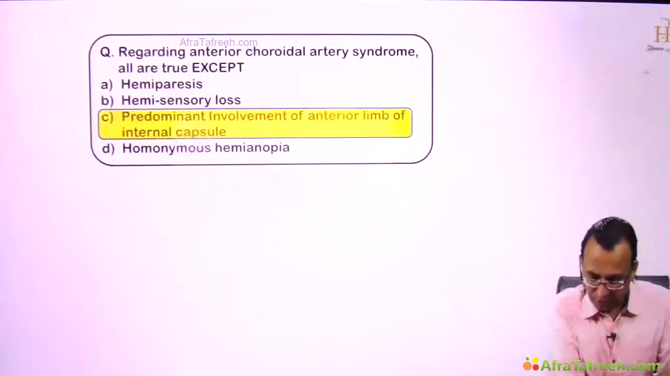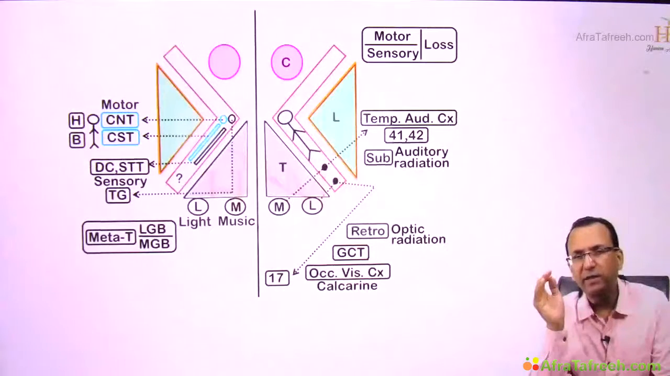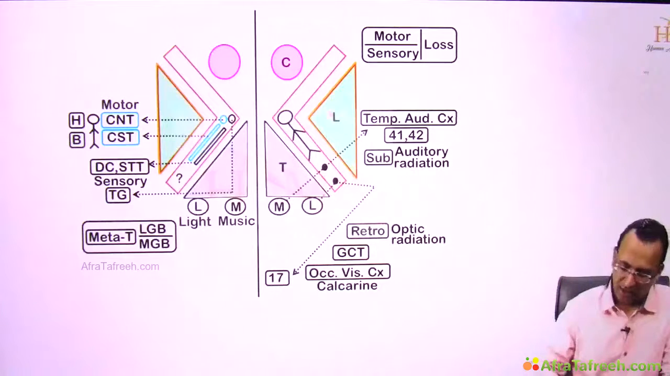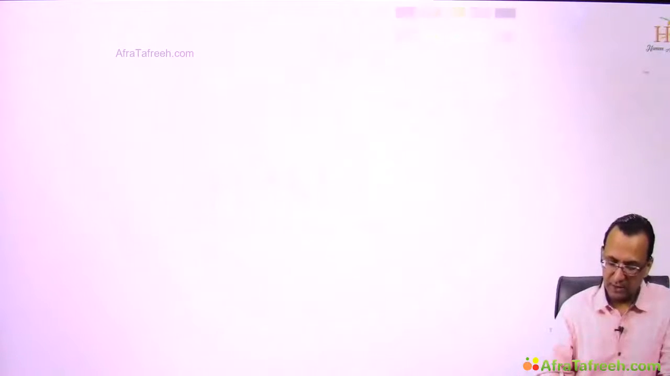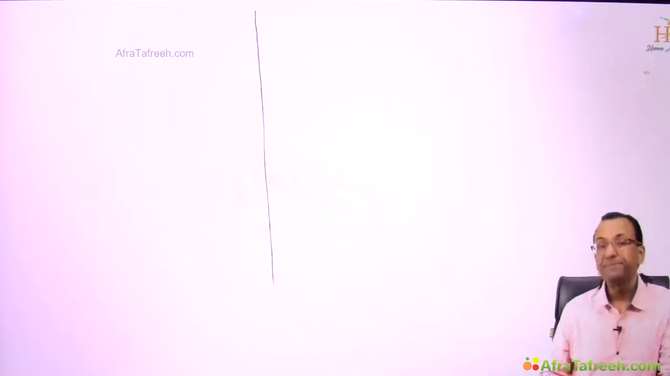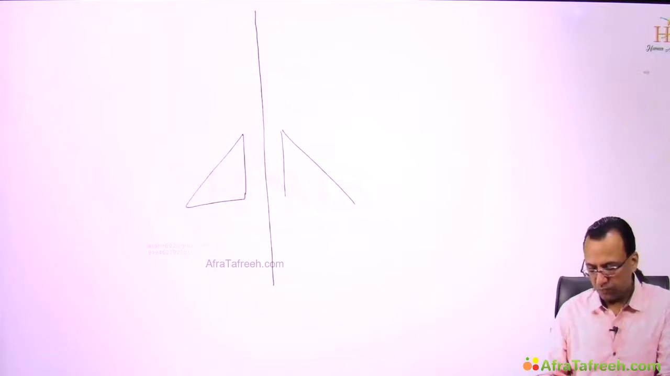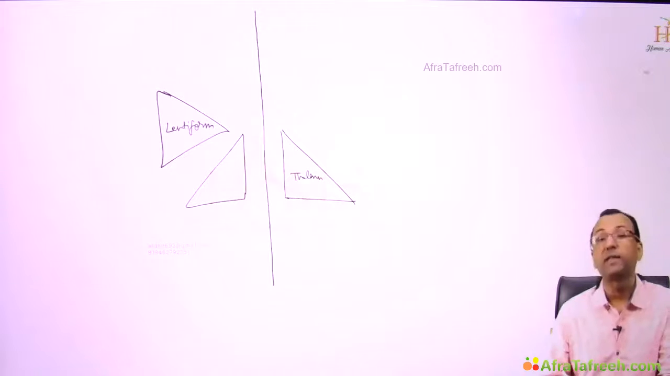As you are moving further, we are going to draw a diagram for the internal capsule here. The diagram we are drawing for the internal capsule is again a superior view of the brain, and we are looking at both sides this time. So let's do it. This is the midline of the body, and that is the thalamus on each side. We already have described that there will be the lentiform nucleus, which is actually anterolateral to the thalamus.